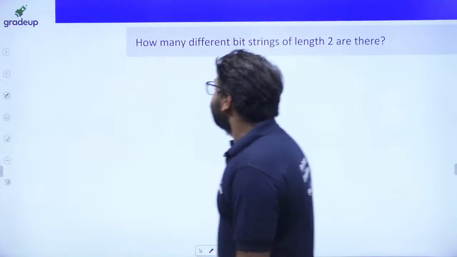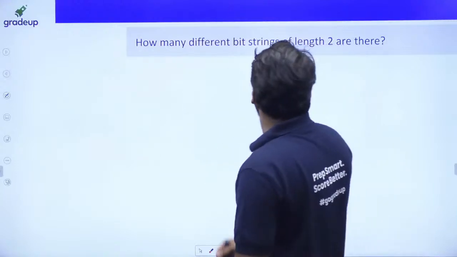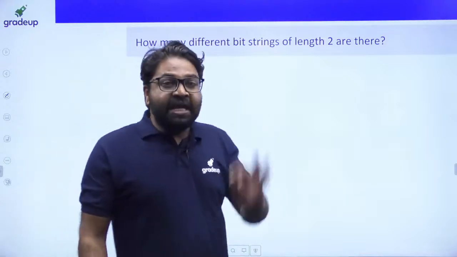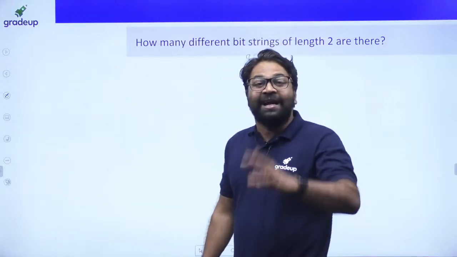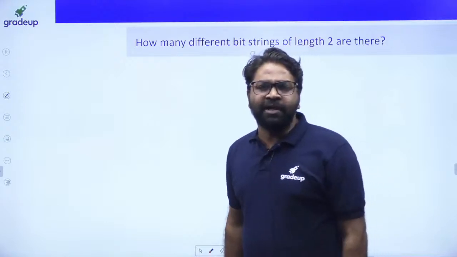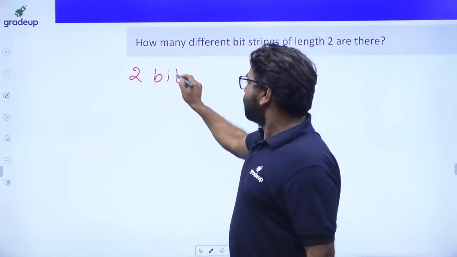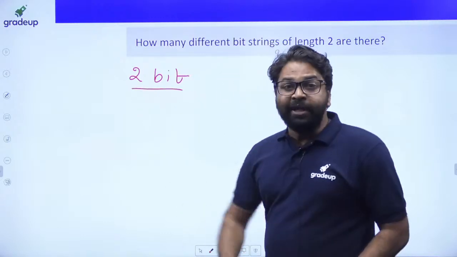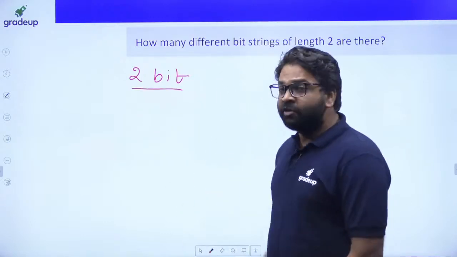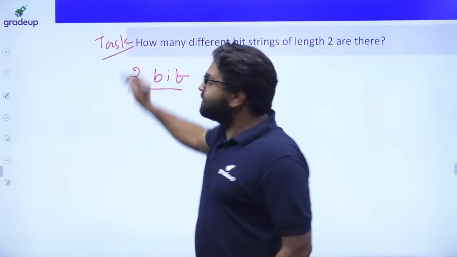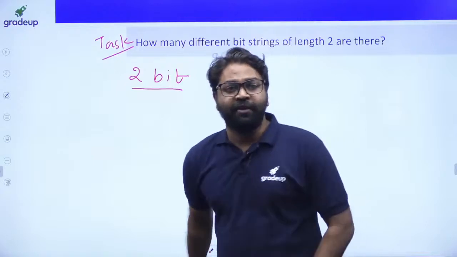Let's try to understand how many different bit strings of length 2 are there. That is a very simple statement any computer science student can understand. Or another way to frame it: how many codes can you generate if I give you 2 bits of code, a 2-bit signal? So there is one task. Let's consider this is the whole task, to calculate the total number of codes.